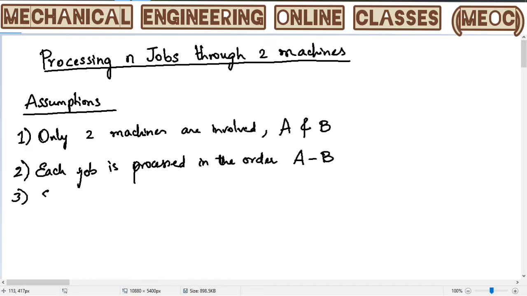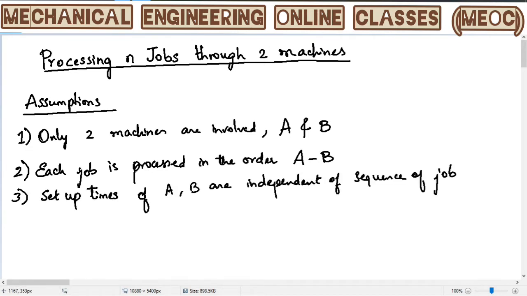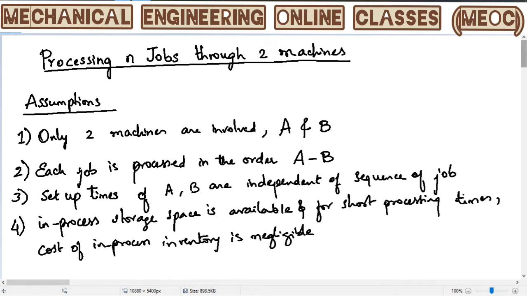The third assumption is that the setup times of A and B are independent of the sequence of the job, and that the storage space for all the jobs is available, and for a short processing time, the cost of in-process inventory is negligible, or it is the same for all the jobs. This assumption we have already seen in the general assumptions of our sequencing.